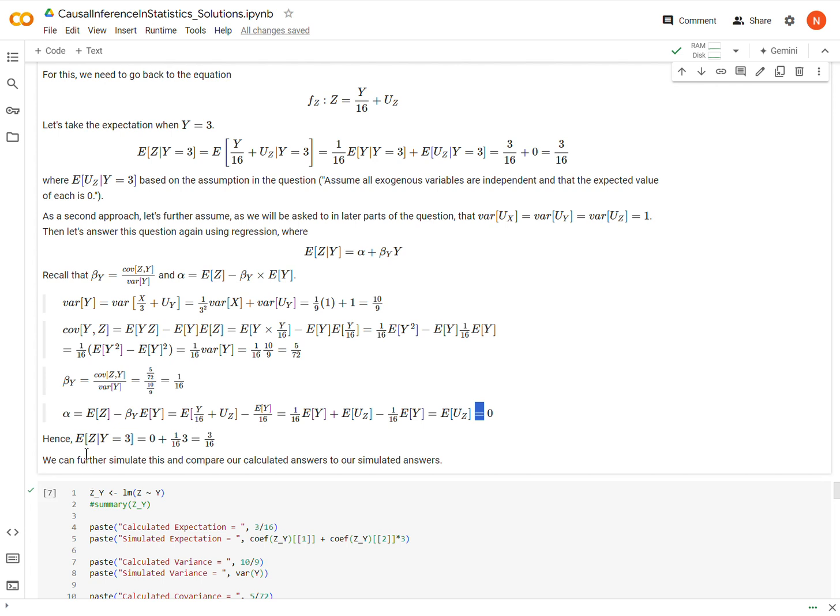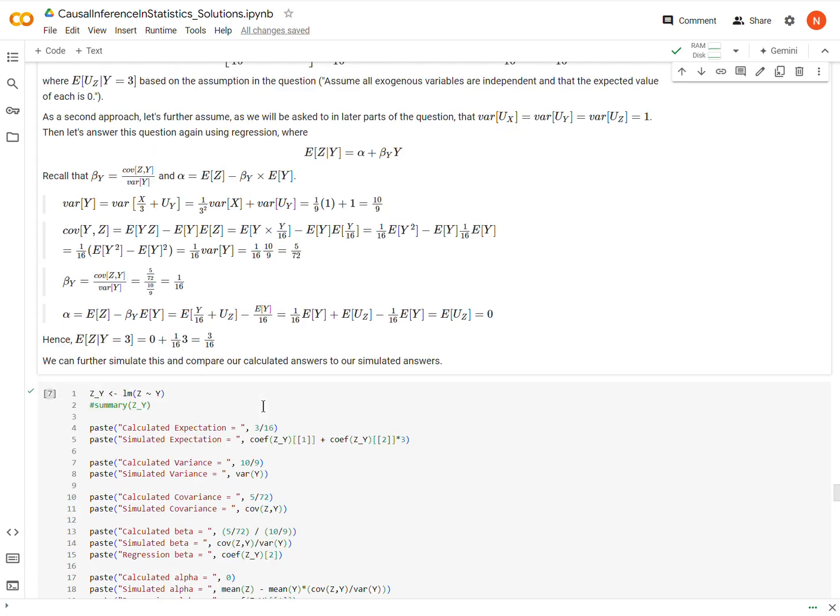Okay? So the expectation of z given y equals 3 is, well, so we have the beta, so alpha is 0, beta is 1 over 16, right? That guy is 1 over 16, and y is 3. So we get 3 over 16. Okay? So we can actually simulate this.